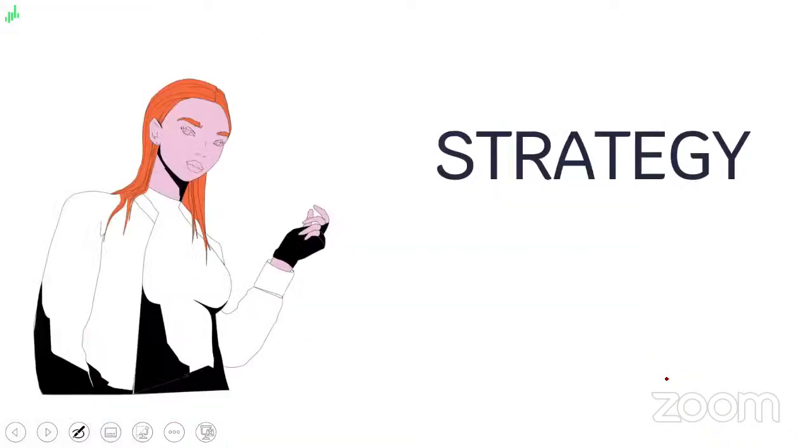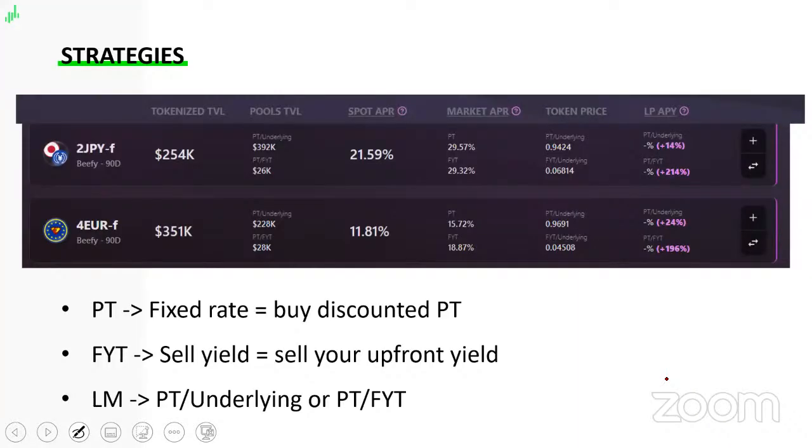Okay, so now the question is, what kind of strategy can we do? So first I will show you on the slide, and then I will share my screen to go directly to the application. So you can do 3 different strategies on APWine. The first one is to leverage the principal token. This is a strategy called fixed rate. So basically, you will buy or you will sell, it depends, but most of the time you will buy a discounted principal token. No worry, I will explain it to you. I'm just giving the big title now.